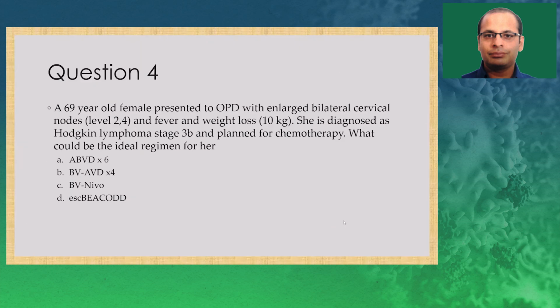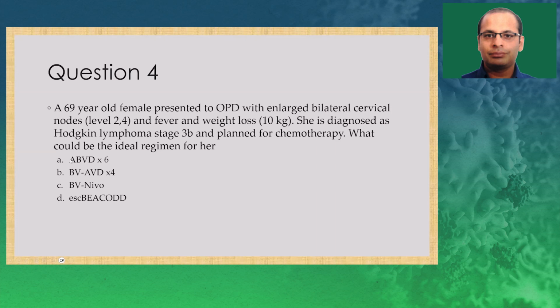Okay, question 4. An elderly female, 69 years old, with cervical nodes and weight loss, stage 3B disease, planned for chemotherapy. What would be the ideal regimen for her? ABVD times 6, brentuximab with nivolumab, escalated BEACOPP, or brentuximab AVD times 4. We have a couple of responses only.